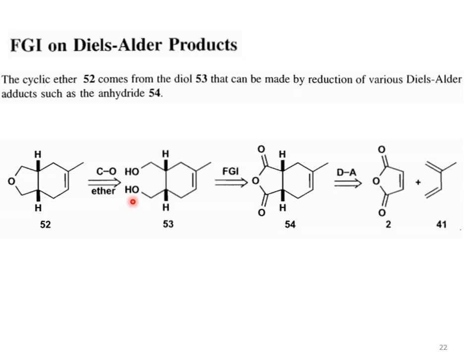This ether is formed from this 53, and that can be made by reduction of various Diels-Alder adducts such as anhydride 54. This 53 can be formed by the reduction of 54. So here we have shown functional group interconversion. This diol, this is CH2OH, from where this alcohol is formed by the reduction of the carbonyl group. So in functional group interconversion, this CH2OH is converted to the carbonyl group, then anhydride.